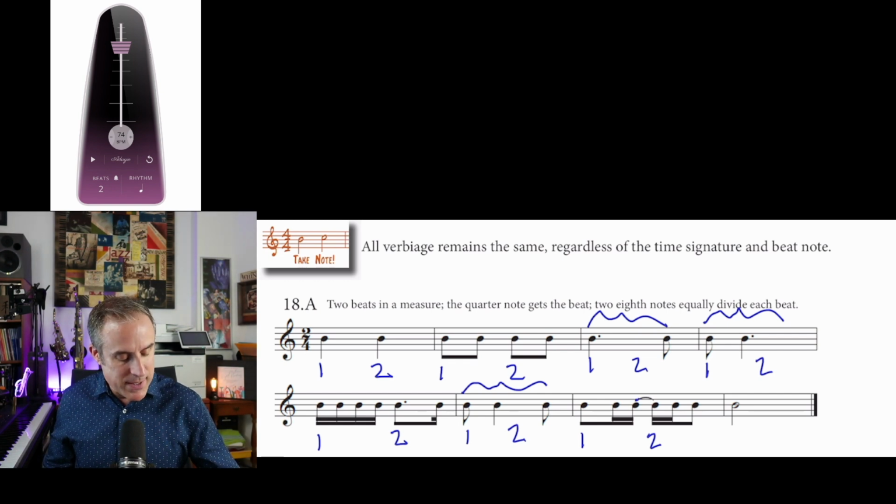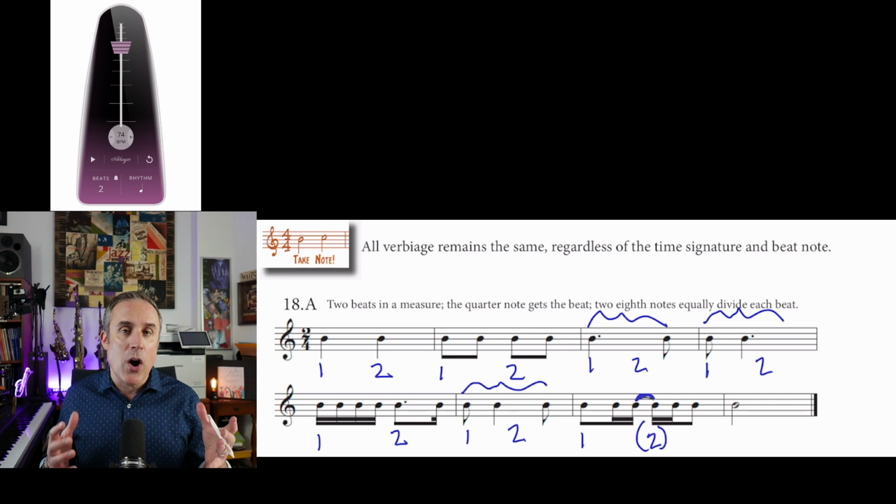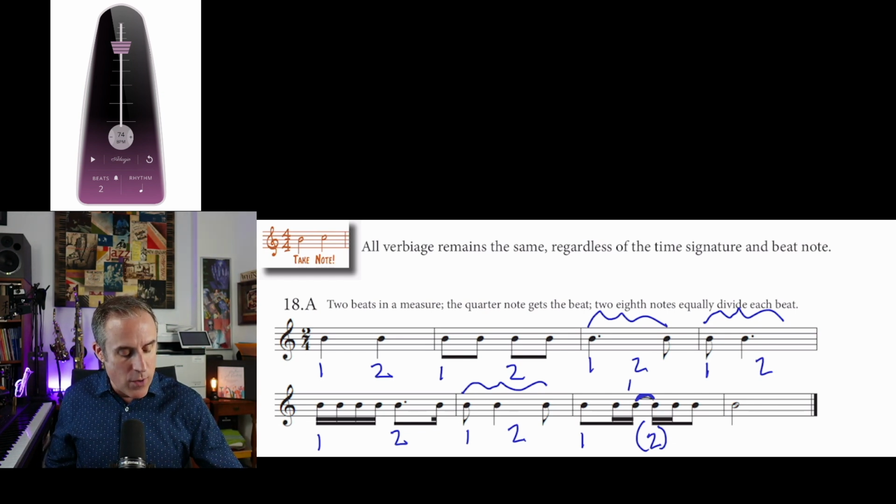But because of this tie, I'm going to parenthesize this 2 because we're not going to articulate tick in this case. We're going to hold the ah over from here, and then we're going to say this ah on that first 16th note of beat 2, and this T on the upbeat of beat 2 in that measure. Some fun syncopation there.